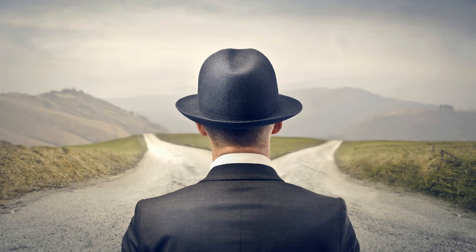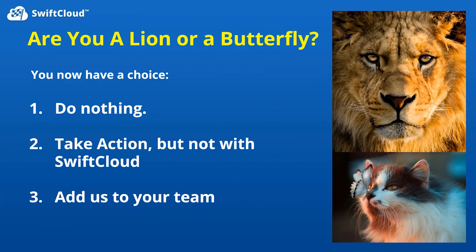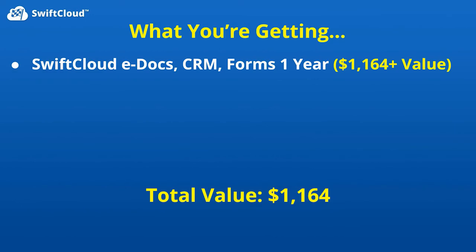All right. So you now have a choice in front of you. The choice is do nothing. That's a legitimate option. Number 2, take action, but not with SwiftCloud. Number 3 is to add us to your team. Okay, so let's dive into what it would look like to work with SwiftCloud.